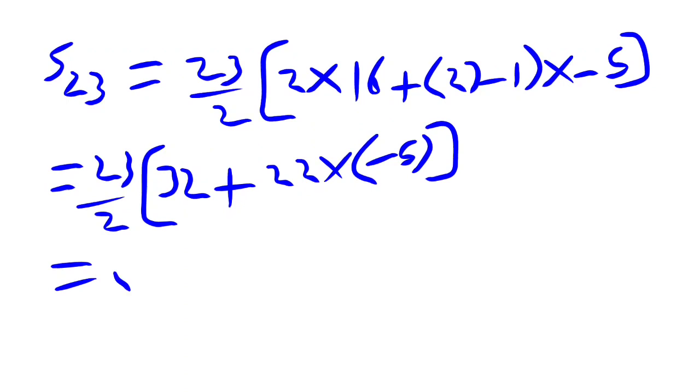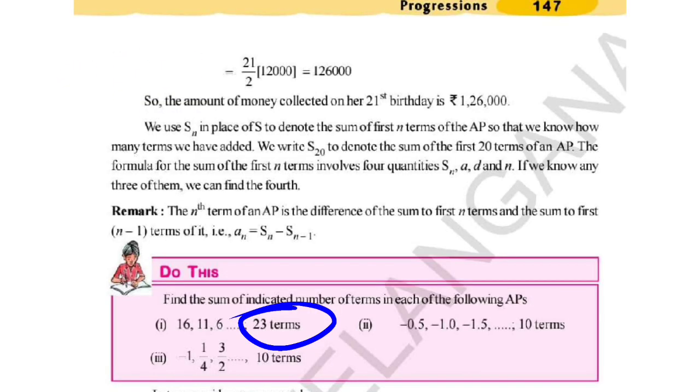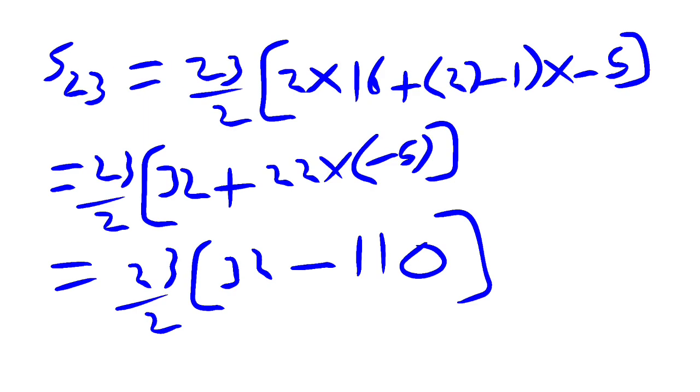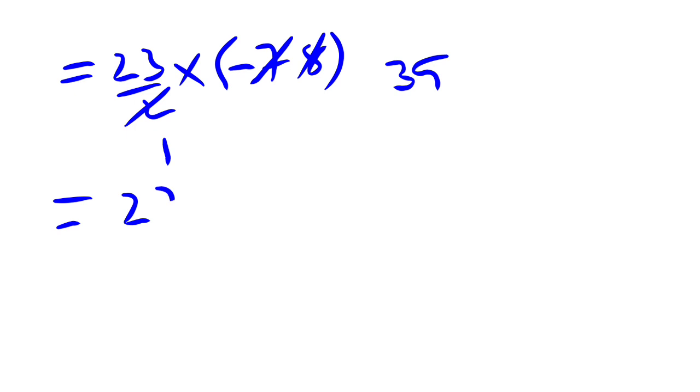So it is equal to 23 by 2 into 32, 22 into minus 5. Minus 5 2s are 10, 0, 1 carry, 5 2s are 10, 11, 110. So it is equal to 23 by 2 into 32 minus 110. So 2 1s are 2, 2 3s are 6, 1 remainder, 2 9s are 18. So 23 into minus 39.